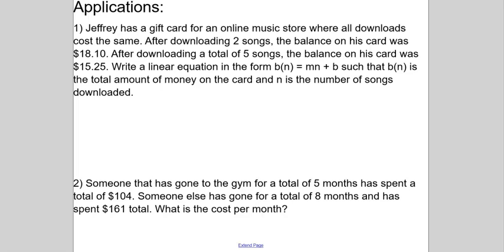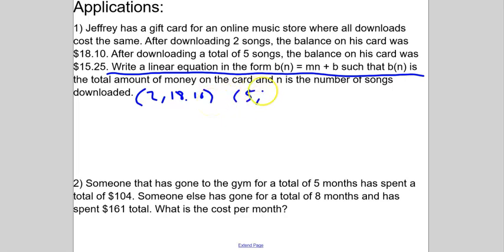Okay, so it's important to understand what they're telling us to do. We want to write an equation of that form, right? So just make sure that you're answering the question that they're asking. They tell us downloading 2 songs, the balance of his card was $18.10. So we should know that n is the number of songs downloaded, so that means we're going to have an ordered pair of (2, 18.10). And then after 5 songs, we have 15.25.